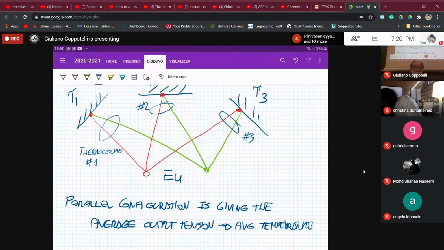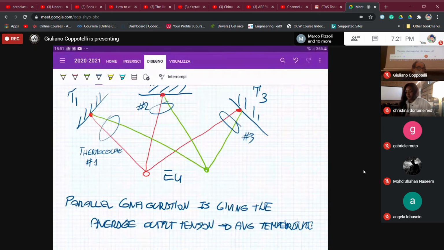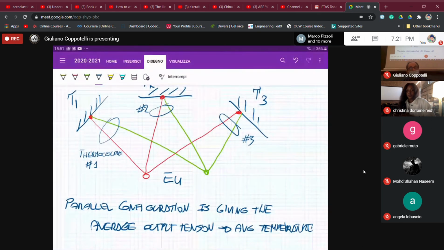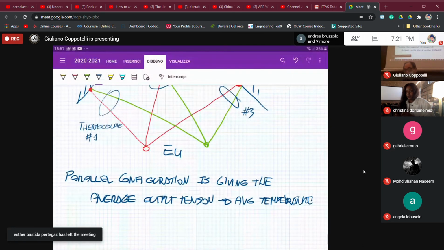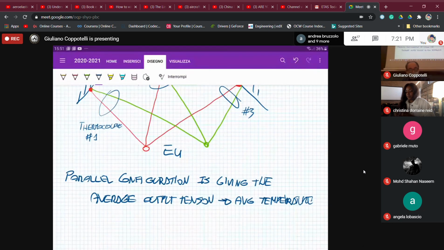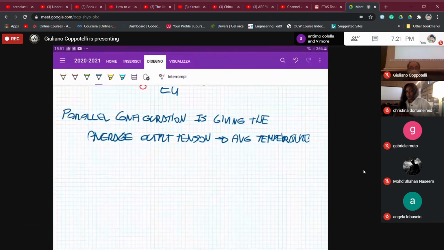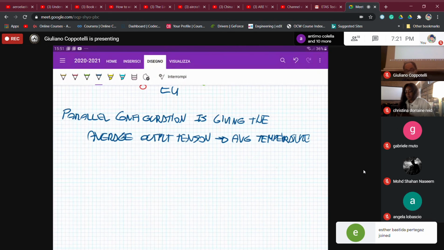So you can put a number of these thermocouples so that they are in a parallel configuration. If you do that, the resulting output tension is the average one. Therefore, when you repeat the same approach that we already described, you will have information of the average temperature.